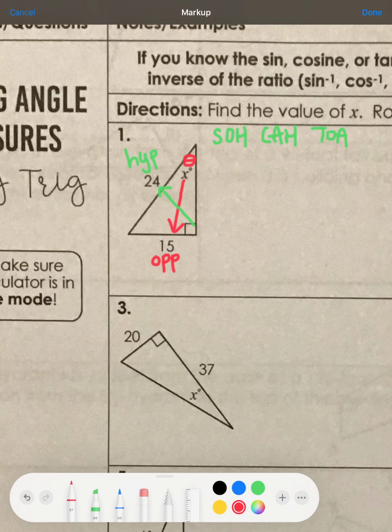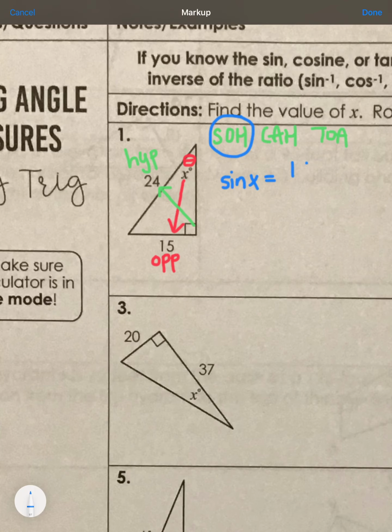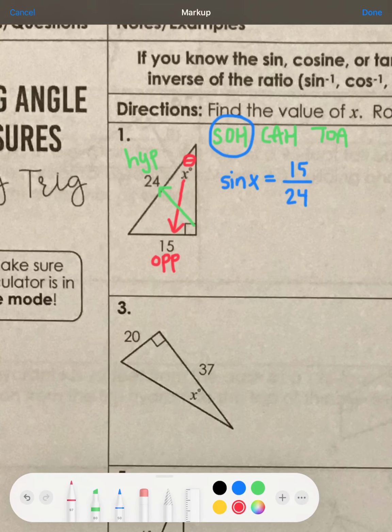SOHCAHTOA to decide whether we should use sine, cosine, or tangent. So in this case, we have an opposite and a hypotenuse. That means we're going to use sine. We're going to have the sine of x, the angle, equals 15 over 24, the opposite over the hypotenuse, sorry.